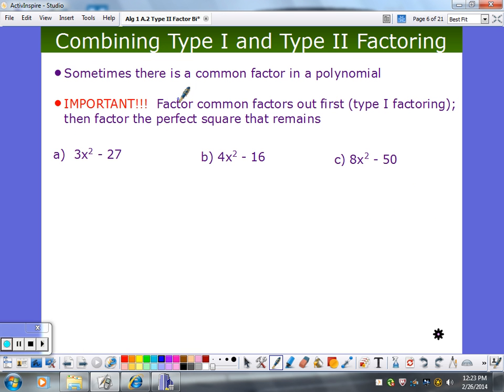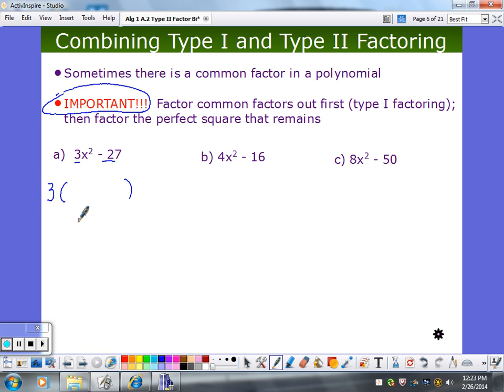Now, another important point. See important in red? Must be important. It's important that type 1 does not go away. The first thing you always do, no matter what, is look for a common factor and factor that out. Then you look and see if you can do more. So let's look at this example. You can find it on your paper, right in the middle-ish. Everybody see it? So you look first and say, is there a common factor? Yep. So let's factor out the 3.